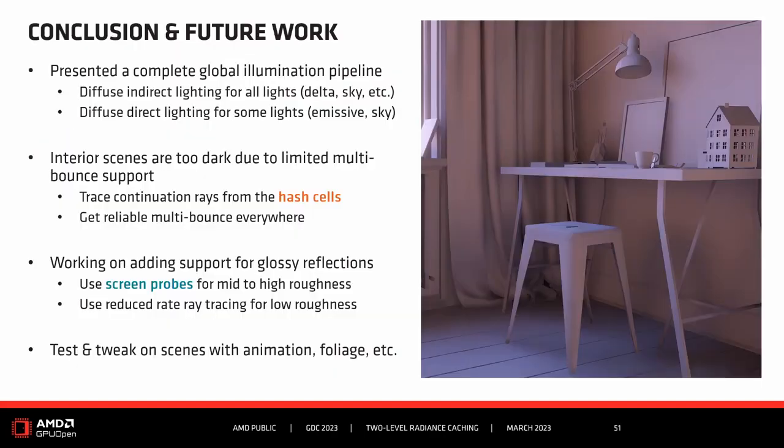All right, with this I'm reaching the conclusion. I've presented a complete global illumination pipeline today that can do diffuse indirect lighting for all light types. We've added the code to perform light sampling from all kinds of common light types: spotlights, directional lights, skylights, and so on. And it can do diffuse direct lighting for some lights, such as emissive meshes and sky.